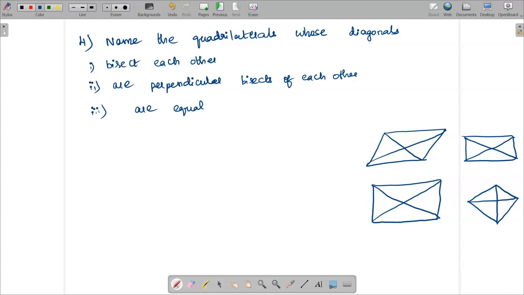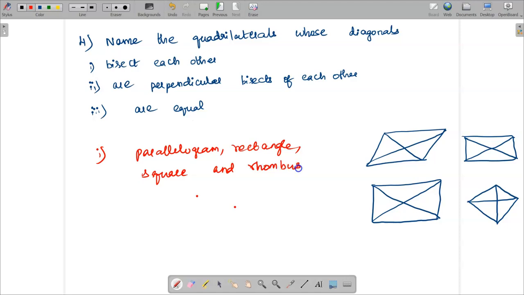So the answer for the first question is, in series I'll write parallelogram, rectangle, square and rhombus, where our diagonals are bisecting each other.